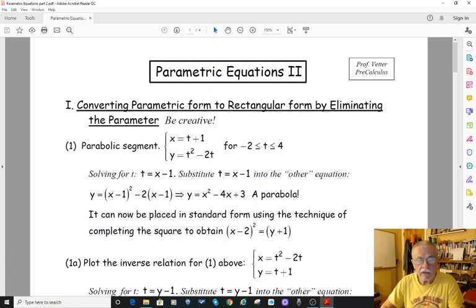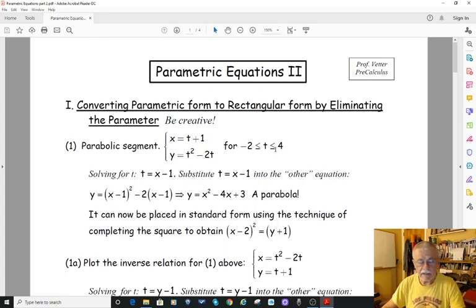Here we go. Okay, so part 1 is converting parametric form into rectangular form by eliminating the parameter. I'm going to use some of the examples that we've already seen in the introduction and in the suggested problems in parametric that you work through. So we'll be seeing some of those again. Okay, the first one I want to deal with is the parabolic segment, which is defined by x equals t plus 1, y equals t squared minus 2t for t from -2 to +4.